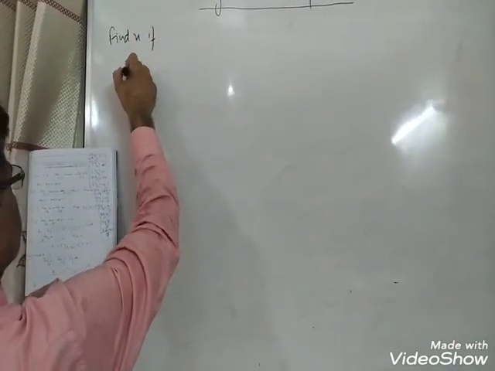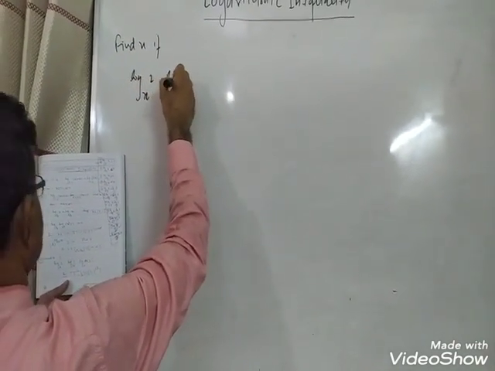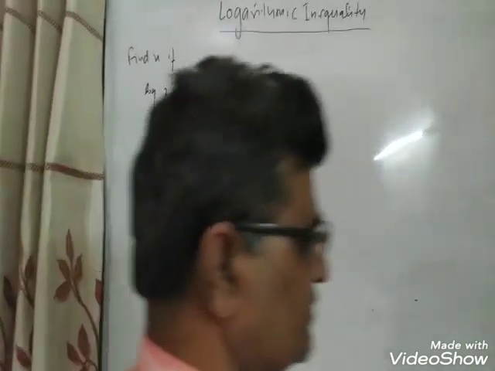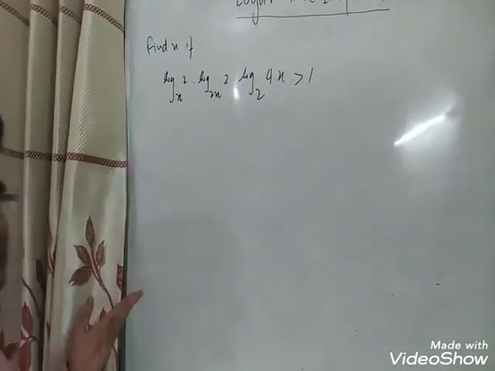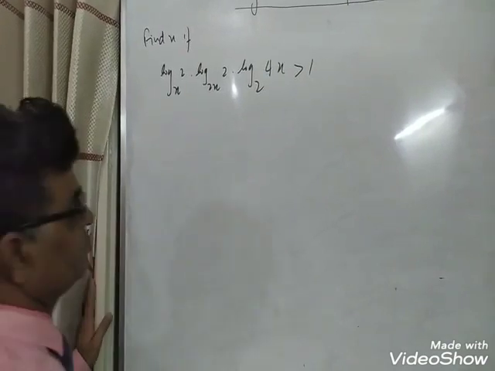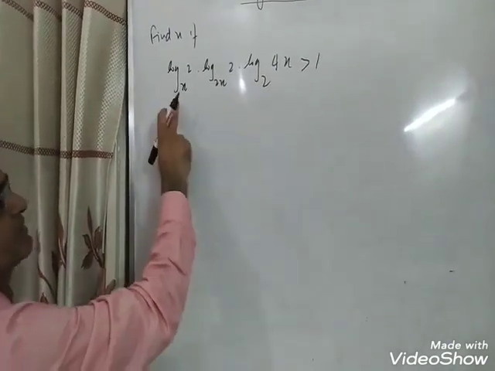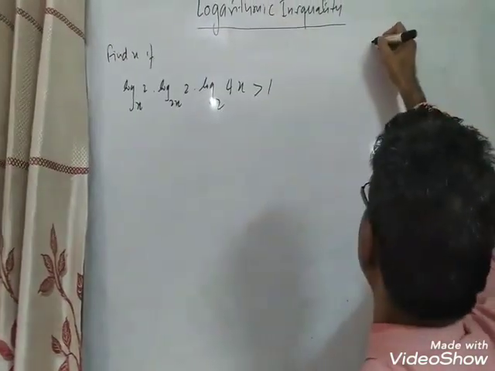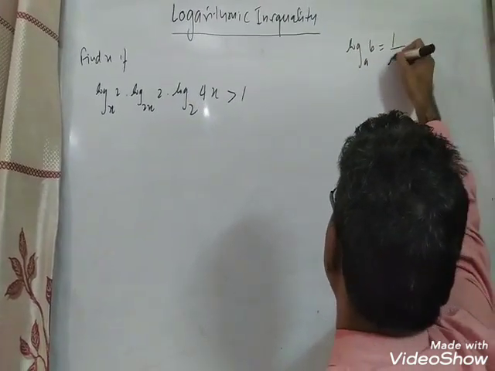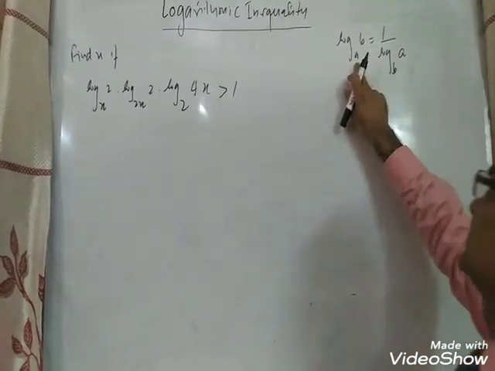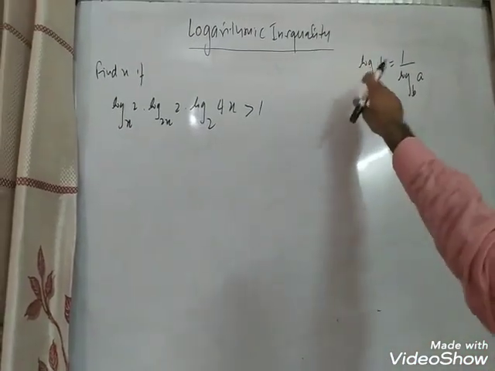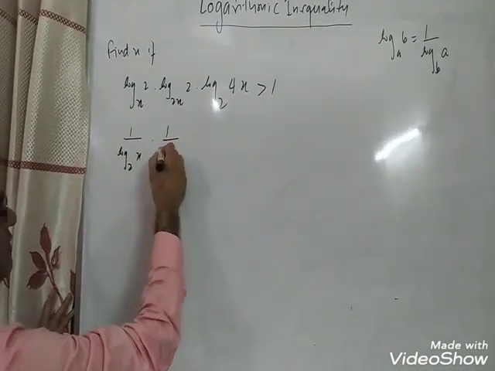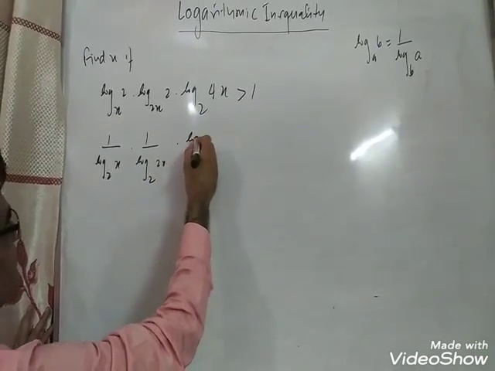Find x if log base x of 2 into log base 2x of 2 into log base 2 of 4x is greater than 1. Now it's a good question and it's an IIT level question. You must have seen it somewhere. Now for solving this question you have to make the base the same. For making the base the same, we are using this property: log base a of b can be written as 1 upon log base b of a, because the base becomes the index and the index becomes the base when we write the reciprocal of it. So this we can write like this, 2x into 1 upon log 2x, and this will remain the same.